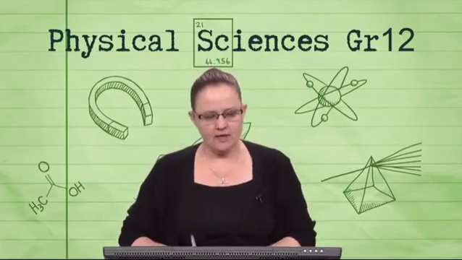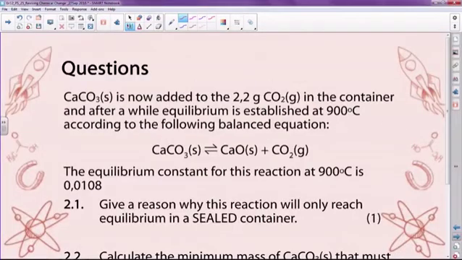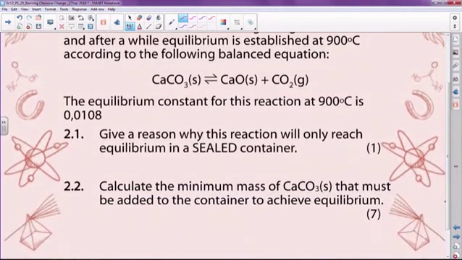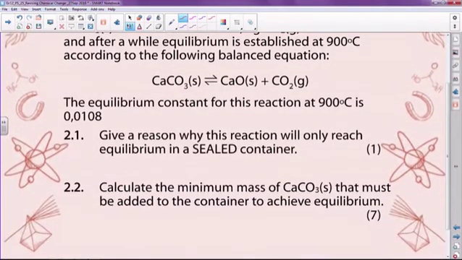Now, we've done that. Okay, now they say to us, calcium carbonate is added to the 2,2 grams of carbon dioxide in the container. After a while, equilibrium is established. Well, now we have a chemical reaction. The equilibrium constant for this reaction at 900 degrees Celsius is 0,0108. Great.